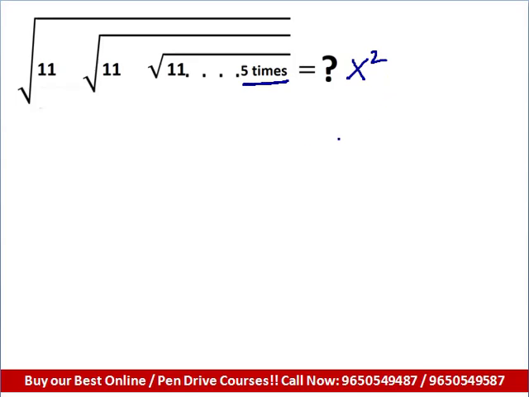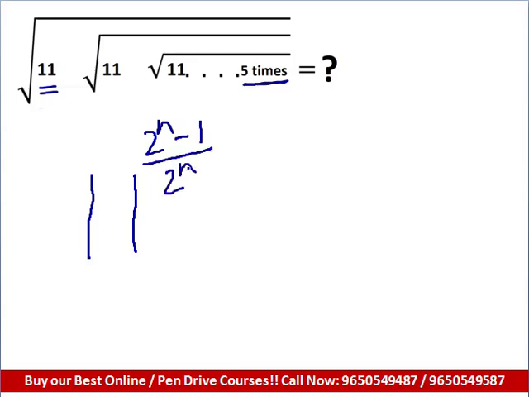I will give you a simple shortcut, a very useful short trick. The number here is 11. So the 11 stays, and then we will give this 11 its right power. How do you write the power? 11 raised to power (2^n minus 1) divided by 2^n. And what is n? n is the number of times this expression is getting repeated. We know that n here is 5, because the expression is getting repeated 5 times.